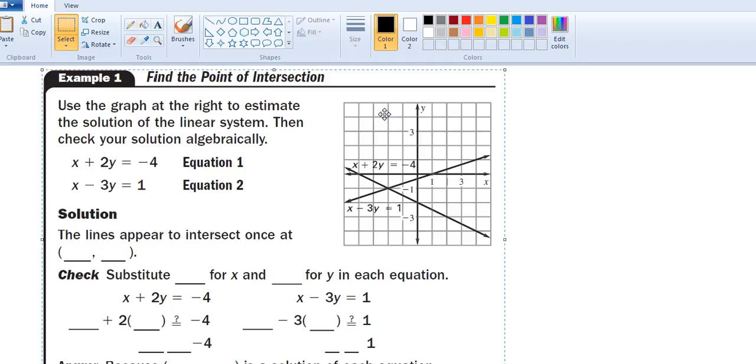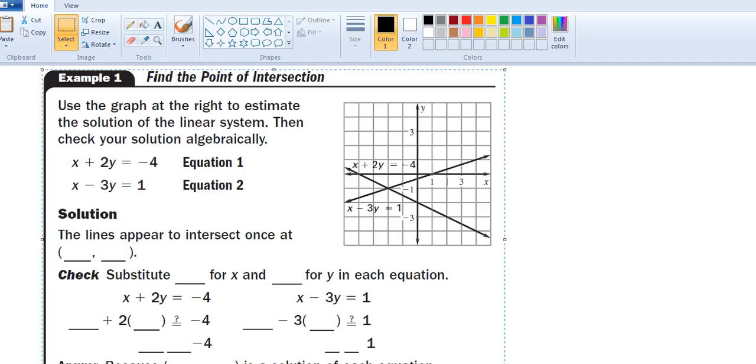Okay, example one is going to be a quick one because they've graphed it for you. So it looks a little bit like this. In example one, you're going to be using the graph at the right to estimate the solution of the linear system. Then you're going to check it algebraically. So here's how this looks. They've taken equation one, probably put it in slope-intercept form, and they've got it graphed right here.